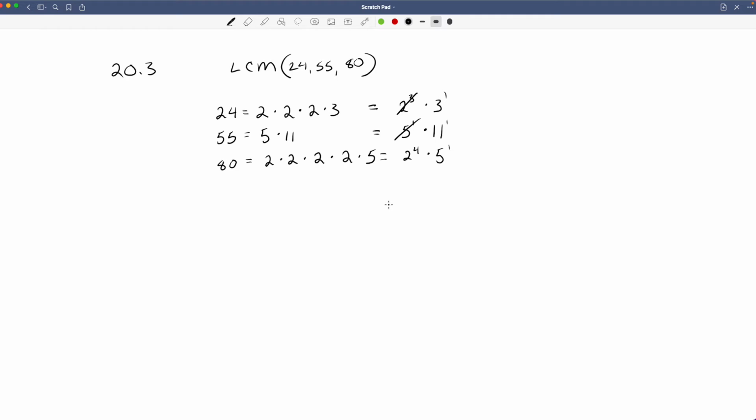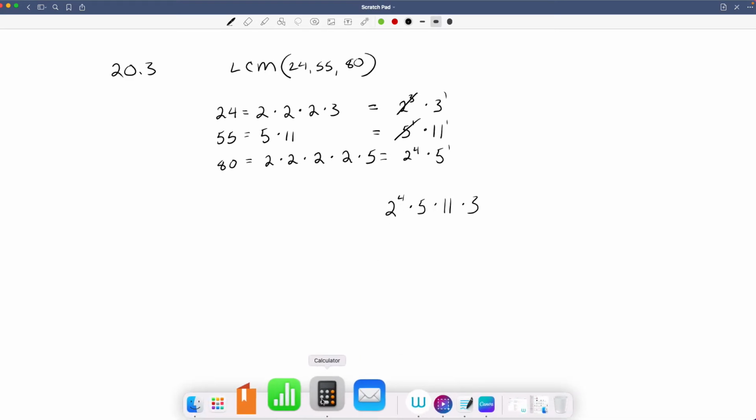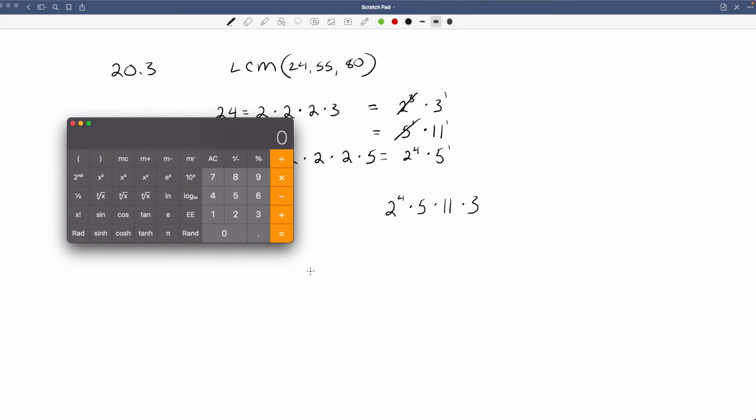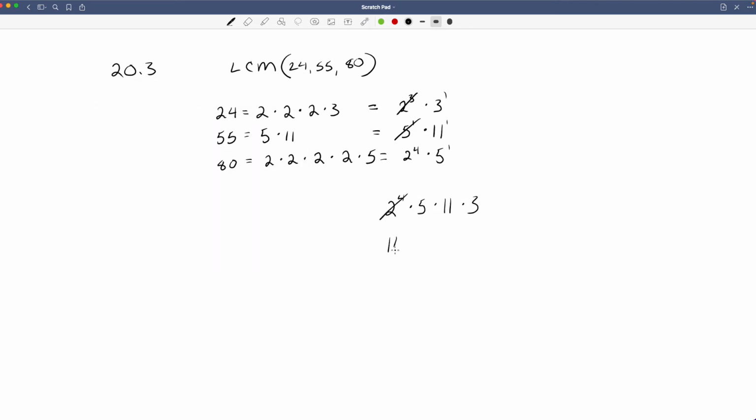So now I can multiply 2 to the 4 times 5 times 11 times 3. And that is all of my factors that I have remaining. So I know that 2 to the 4th is going to be 16, because 2 times 2 is 4, and then 2 times 4 is 8, and 2 times 8 is 16, and that's all 4 of my 2's. So I'm just going to rewrite this as 16 times 5 times 11 times 3.